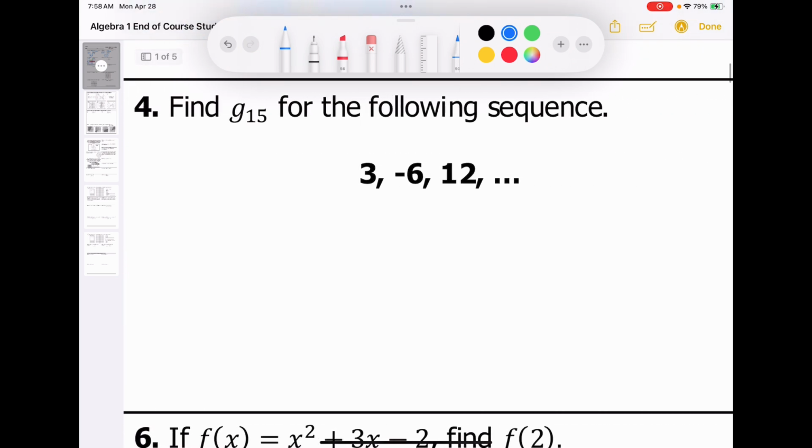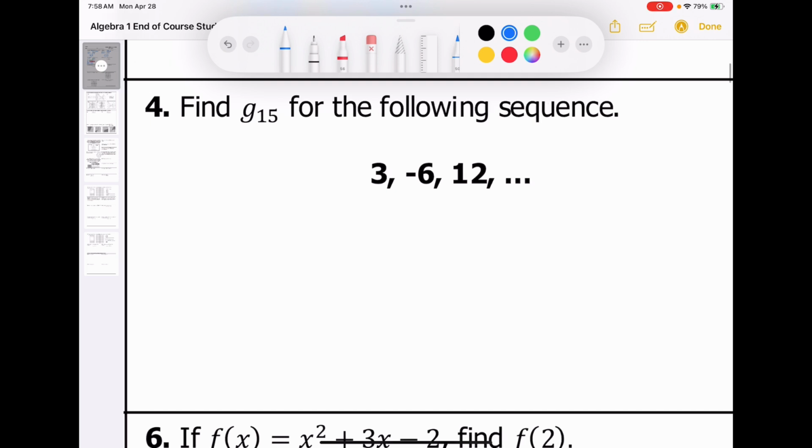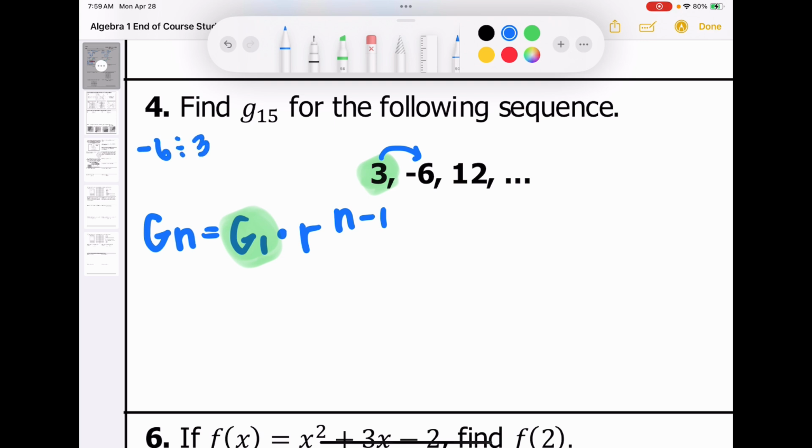All right, number 4, we're finding G15 of the following sequence. Our formula for geometric sequences is G1 times r to the n minus 1 power. So again, we need our first term, which is 3. And then our r value is whatever we're multiplying or dividing by. So to get from 3 to negative 6, I would do negative 6 divided by 3, which is going to give me negative 2. And then to get from negative 6 to positive 12, I also multiply by negative 2. So my r is negative 2, so I'm going to put that in for r.